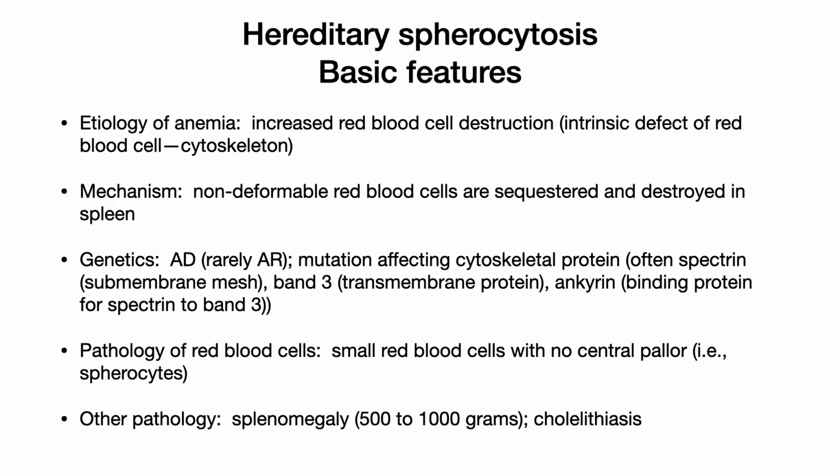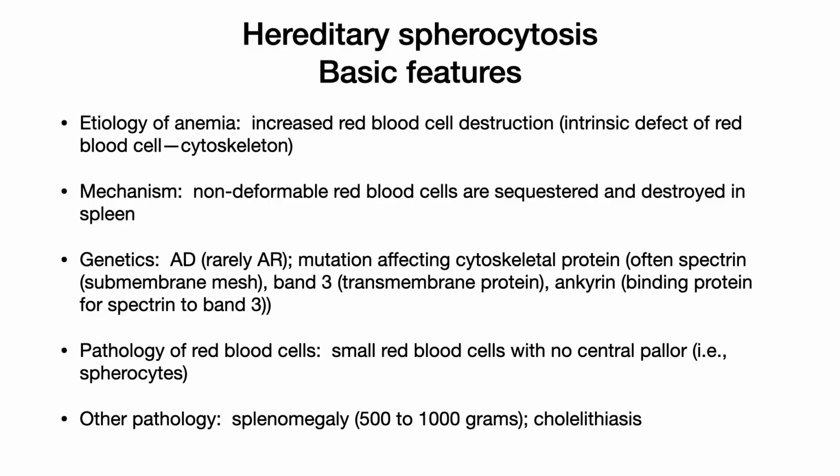Pathologically, with hereditary spherocytosis, you see smaller red blood cells with no central pallor. So remember, with a normal red blood cell, you'll see some degree, maybe a third of the cell in the center will be pale. But with these, they'll be all red. And then other features you can see, splenomegaly, as I just said, because the red blood cells kind of get stuck and can lead to enlarging the spleen.